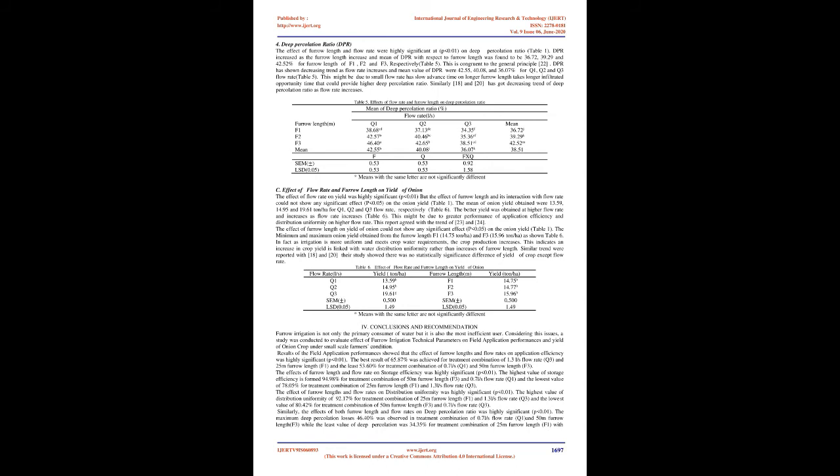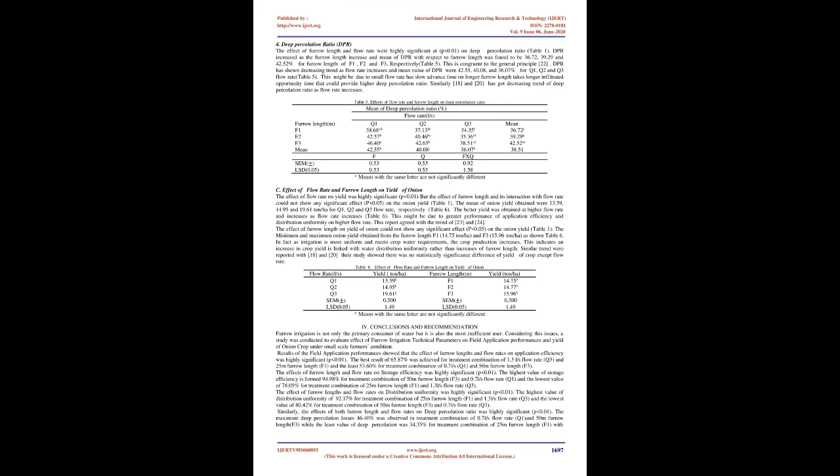Now the effect of flow rate and furrow length on yield of onion. The effect of flow rate on yield was highly significant, p<0.01, but the effect of furrow length and its interaction with flow rate did not show any significant effect, p>0.05, on the onion yield, Table 1. The mean onion yields obtained were 13.59, 14.95, and 19.61 tons/ha for Q1, Q2 and Q3 flow rates, respectively, Table 6.